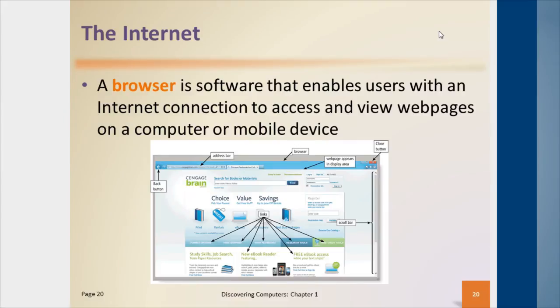A browser is software that enables users with an internet connection to access and view web pages on a computer or mobile device. There are several different examples of browsers. The first commercial, or widely distributed, browser was Mosaic. But there's a variety of other browsers that exist today. We went through Netscape Navigator, for example. Internet Explorer is obviously a big popular one from Microsoft. I personally prefer Chrome, but there's a lot of others out there as well. If you're on an Apple device, chances are you're probably using Safari. There's others like Opera. There's just a lot of them out there.